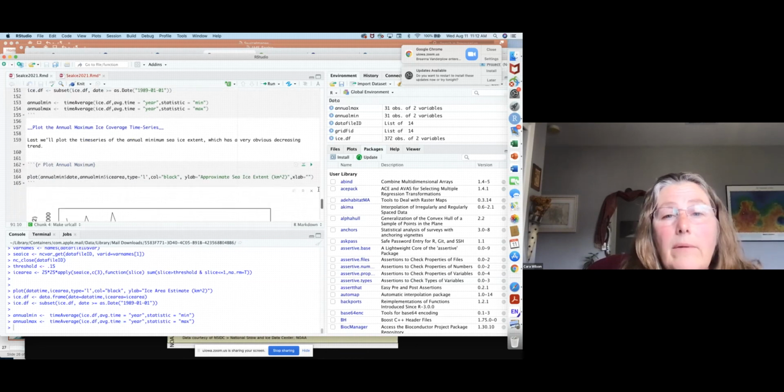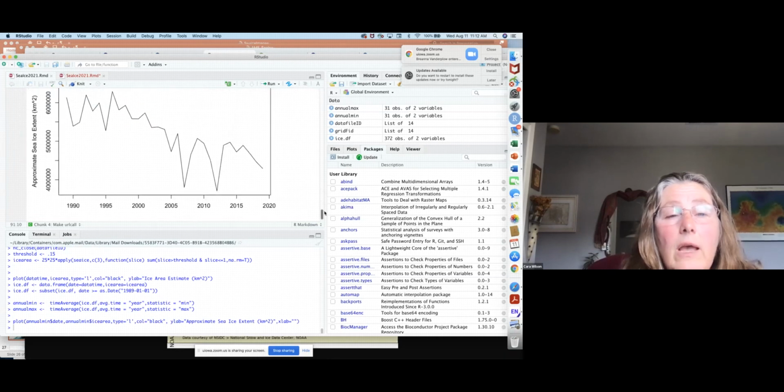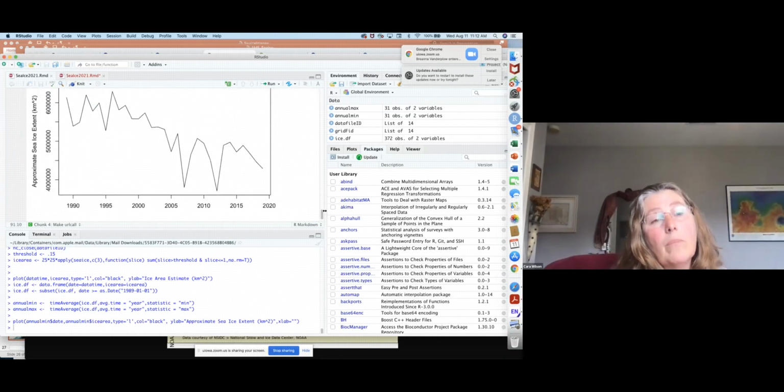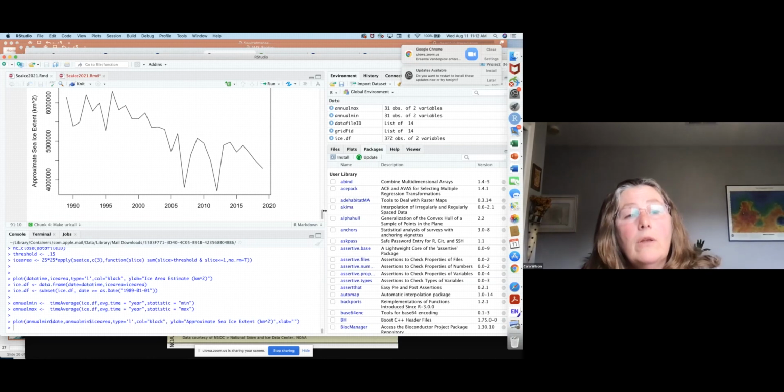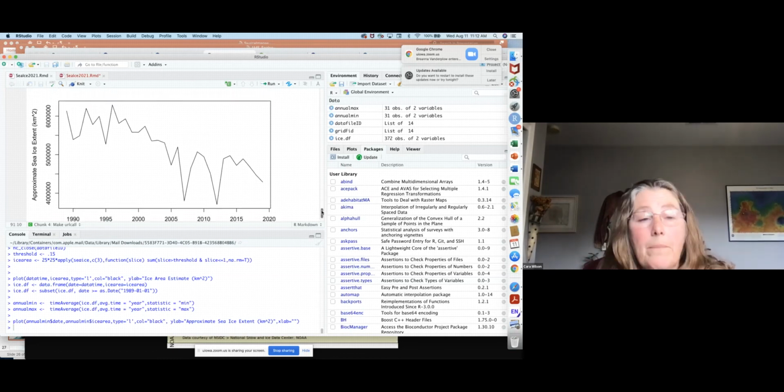And then next, we'll just plot the annual minimum. And so that's what we see here. You can see this significant decrease in the minimum sea ice extent that we get every year. And again, this is the area just north of 75 degrees north.